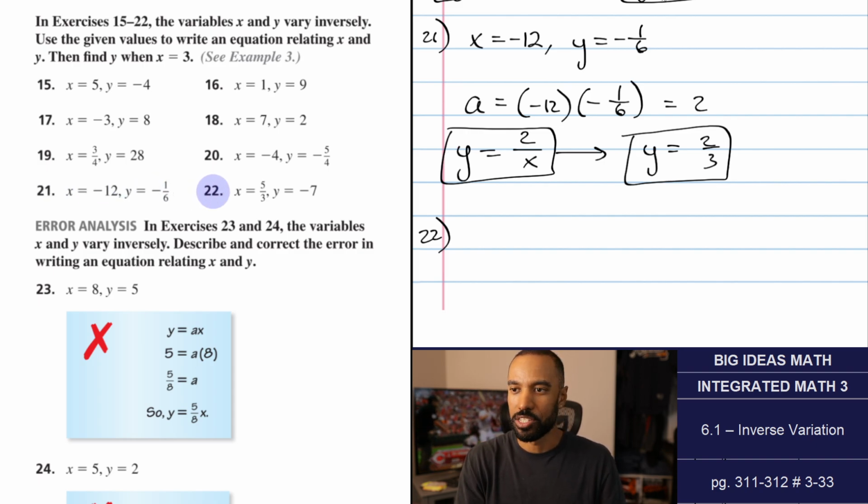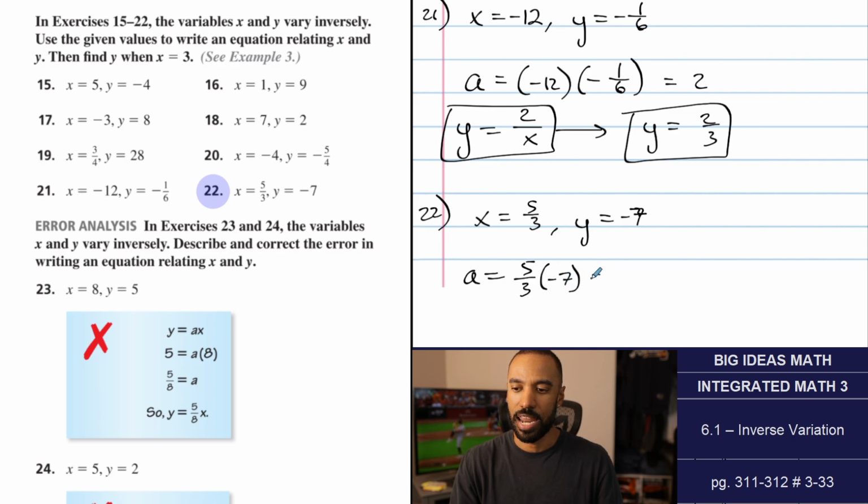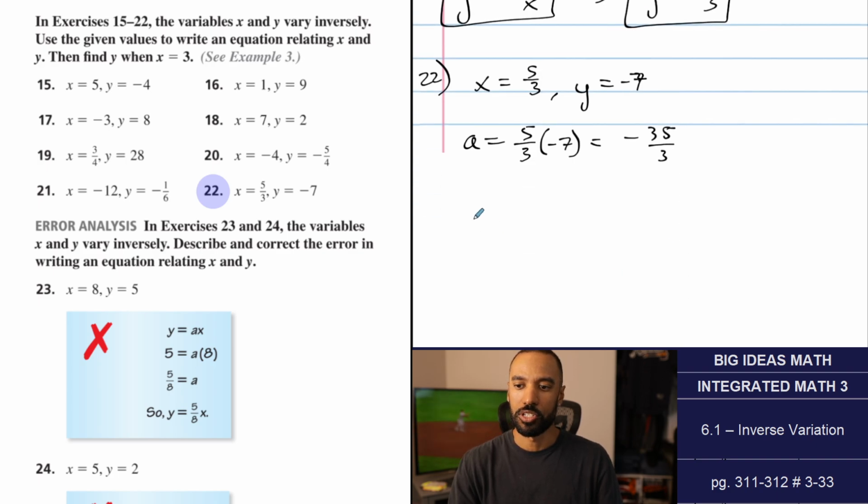Number 22, x equals 5/3 and y equals negative 7. Okay, this one will be a little bit different looking because this doesn't divide cleanly. That being said, we are still multiplying 5/3 with negative 7. And that's negative 35/3. Not the cleanest of appearances. So your equation can look like y equals negative 35 over 3 times x.